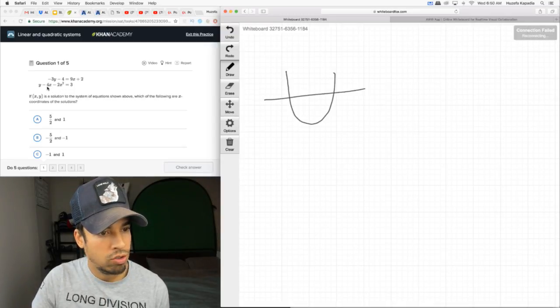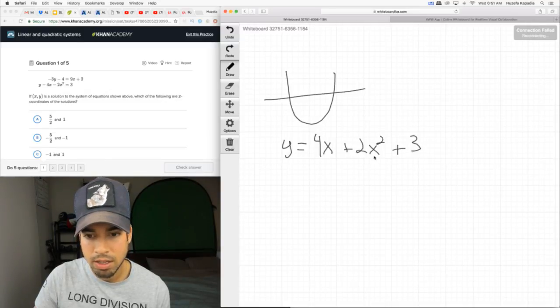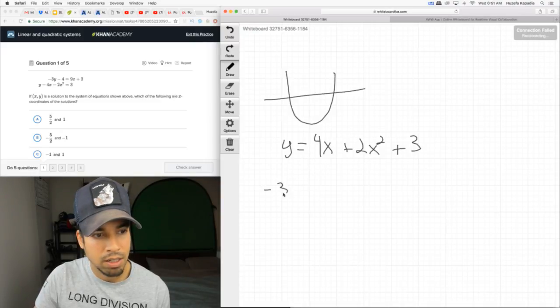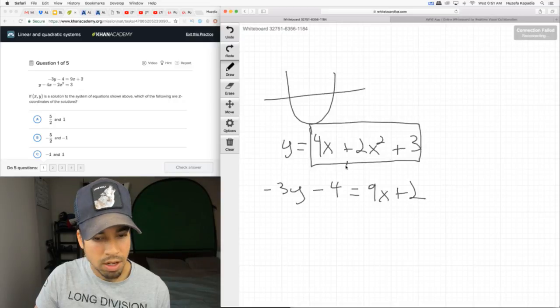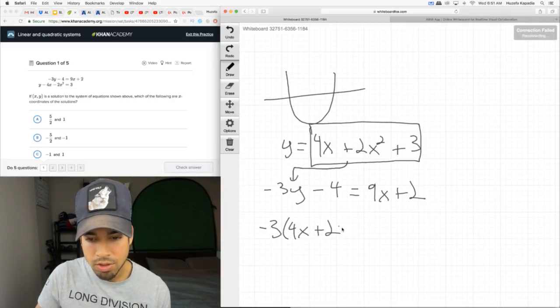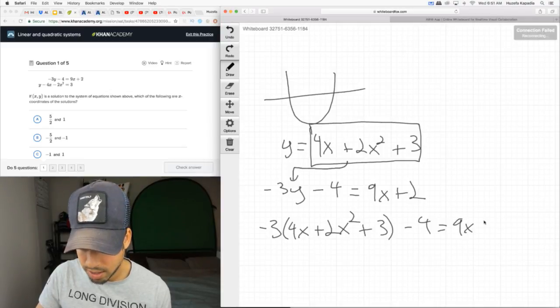I'm going to substitute in y. So I'm going to take this bottom equation and isolate y. So it's going to be y equals, moving the 4x to the other side by adding it, moving the 2x squared to the other side by adding it, and a 3 like this. I'm going to take this and plug it into the other equation as follows. Since y equals all of this, I'm going to plug it in right there for y. So now we have negative 3 times (4x plus 2x squared plus 3) minus 4 equals 9x plus 2.